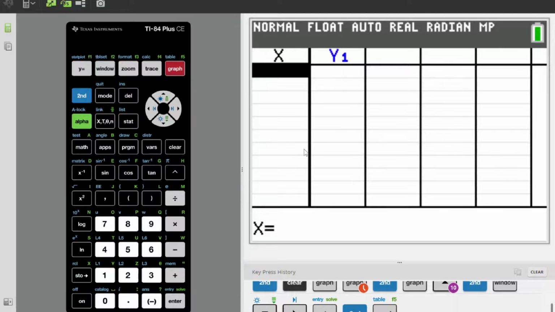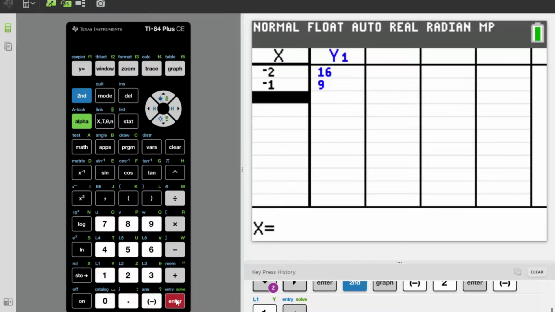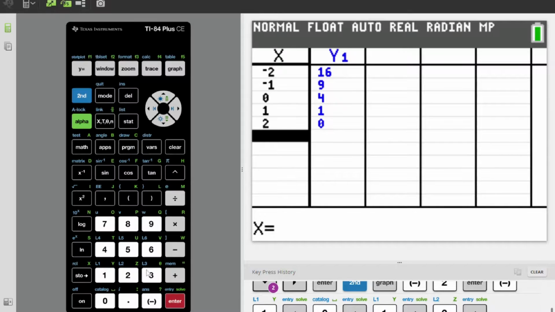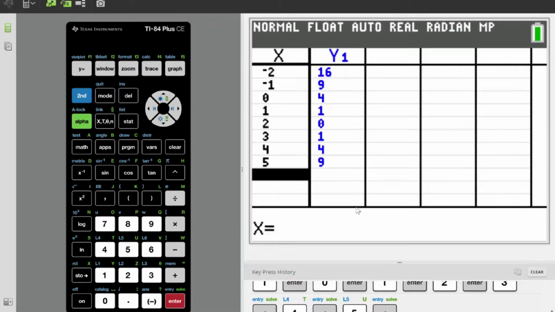They're empty. So for this particular assignment, I have a set of values that I needed to work with. So -2, and remember, this is the negative, not a minus. -2, enter, and then -1. And see, it's giving me my y values as I plug these in. And then we're going to go through 5. So I have all of those particular answers. This is the table that was given as part of the assignment. So I'm done there.